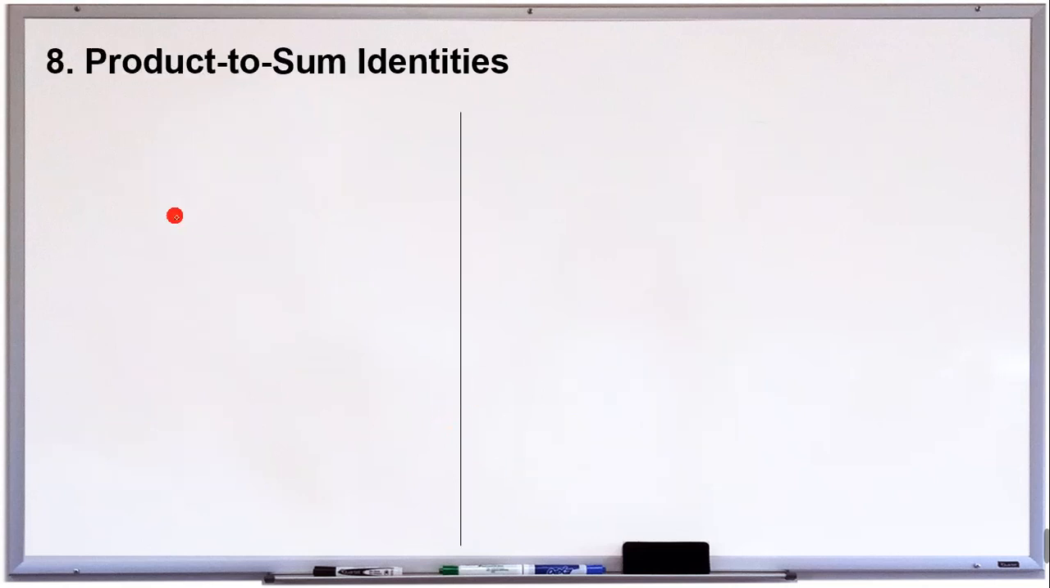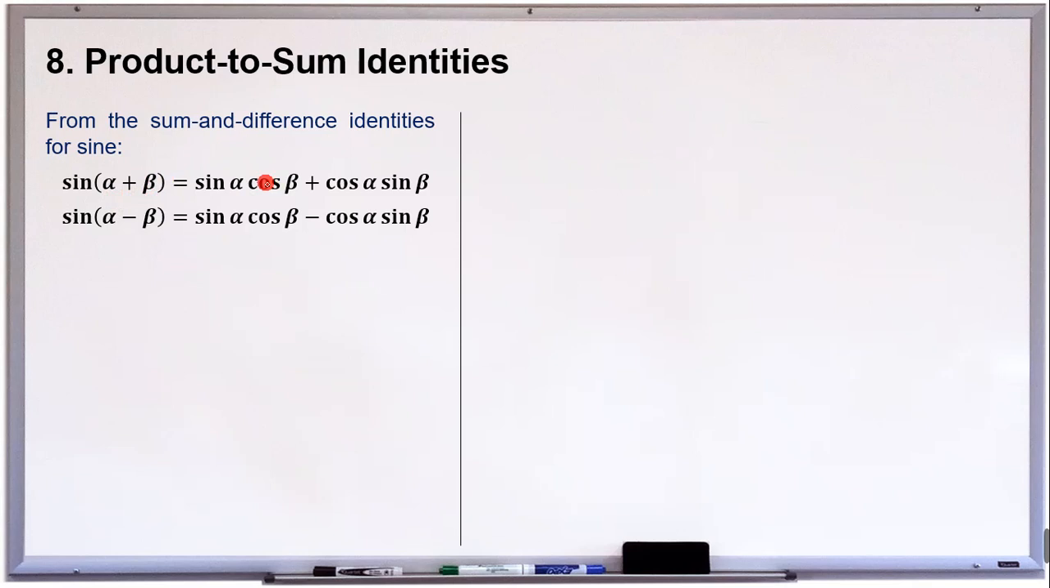Now we'll proceed to the product to sum identities. The product to sum identities can be derived from the sum and difference identities, starting with sine. So we have sine of alpha plus beta is equal to this expression, and we also have sine of alpha minus beta equal to this expression. Now, if we add these two, it will become sine of alpha plus beta plus sine of alpha minus beta. On the right side of these two equations, notice that cosine alpha sine beta will be cancelled out because they have opposite signs, leaving sine alpha cosine beta. So we have 2 times sine alpha cosine beta.